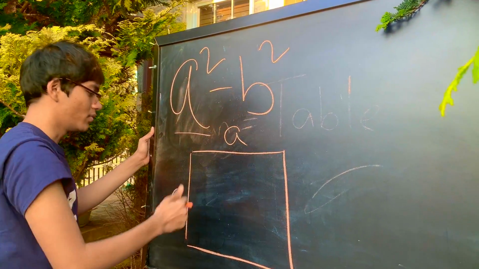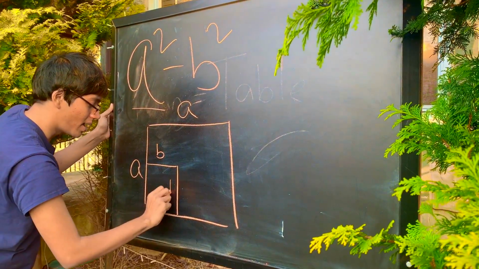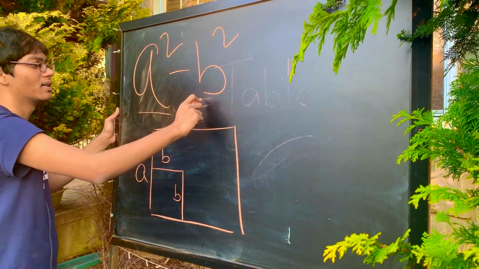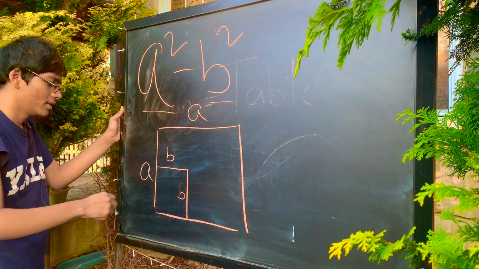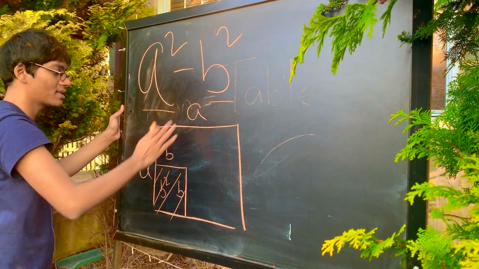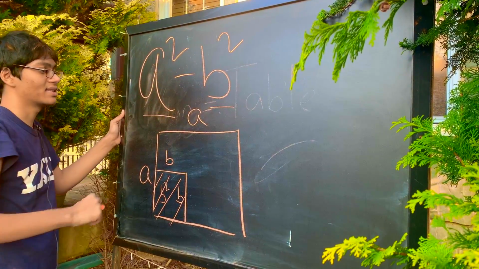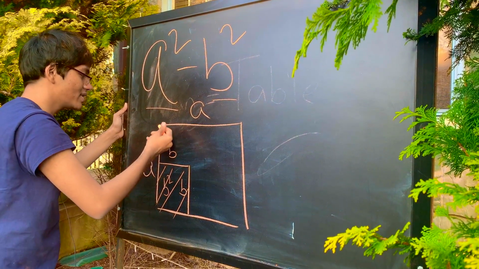How about B? Well, if you put a smaller square here of side length B by B, well then its area is what? B squared. So this one has an area of B squared. This larger square has an area of A squared. But we want to find the difference in their areas. And so what's the difference in their areas going to be?